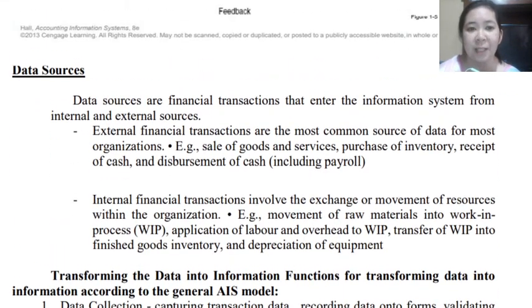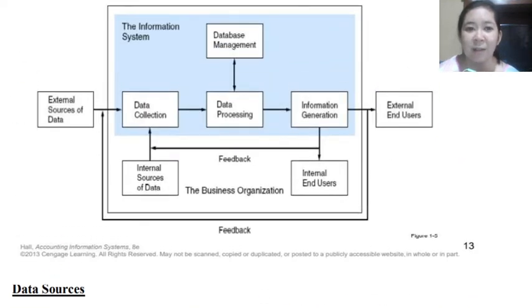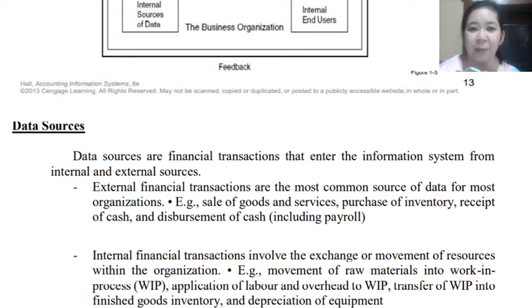For the data sources. As mentioned earlier, data sources are financial transactions that enter into the information system. So if you could see here, data sources can be from an internal source or an external source. So you already know the external financial transactions. Examples of these are sales, purchases, disbursements, or receipts of cash.